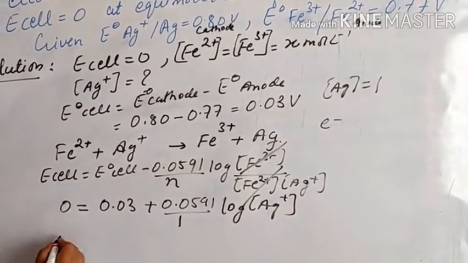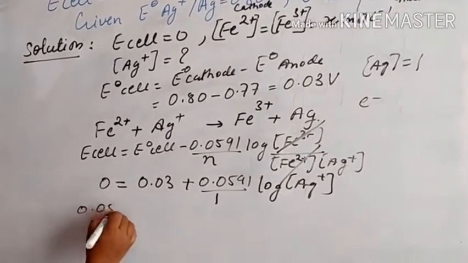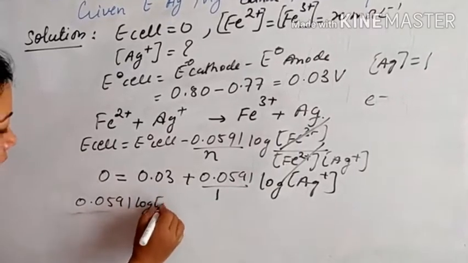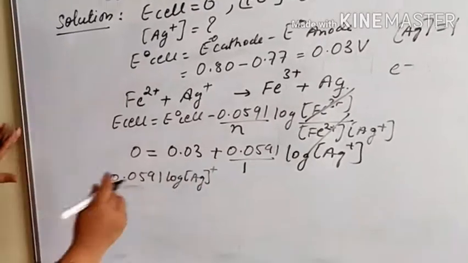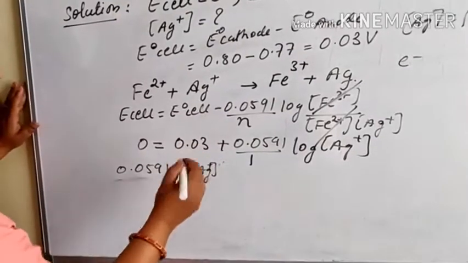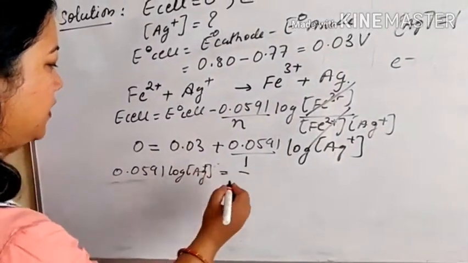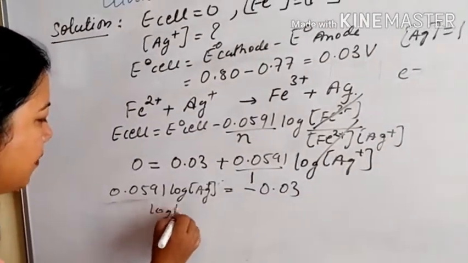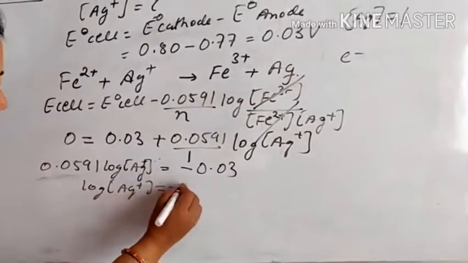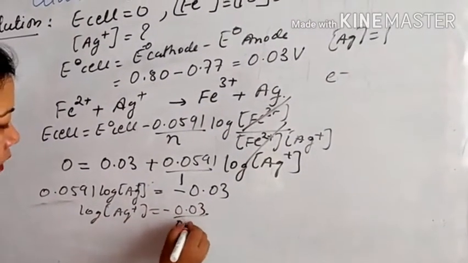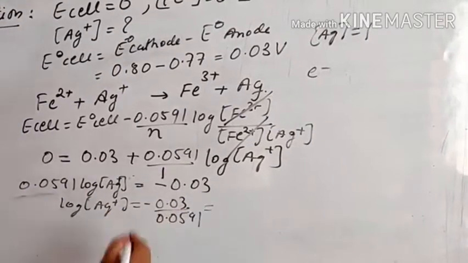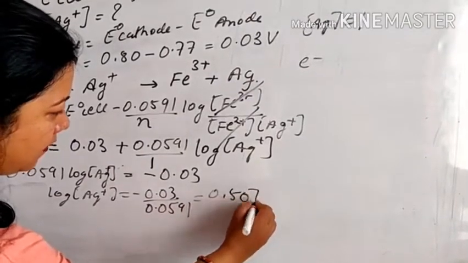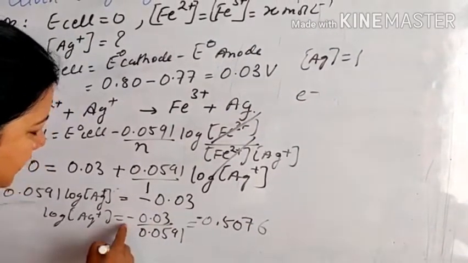Okay, so we can write it like this: 0.0591 log of Ag+ is equal to minus 0.03. So log of Ag+ is equal to minus 0.03 upon 0.0591. On solving this, we get minus 0.5076.